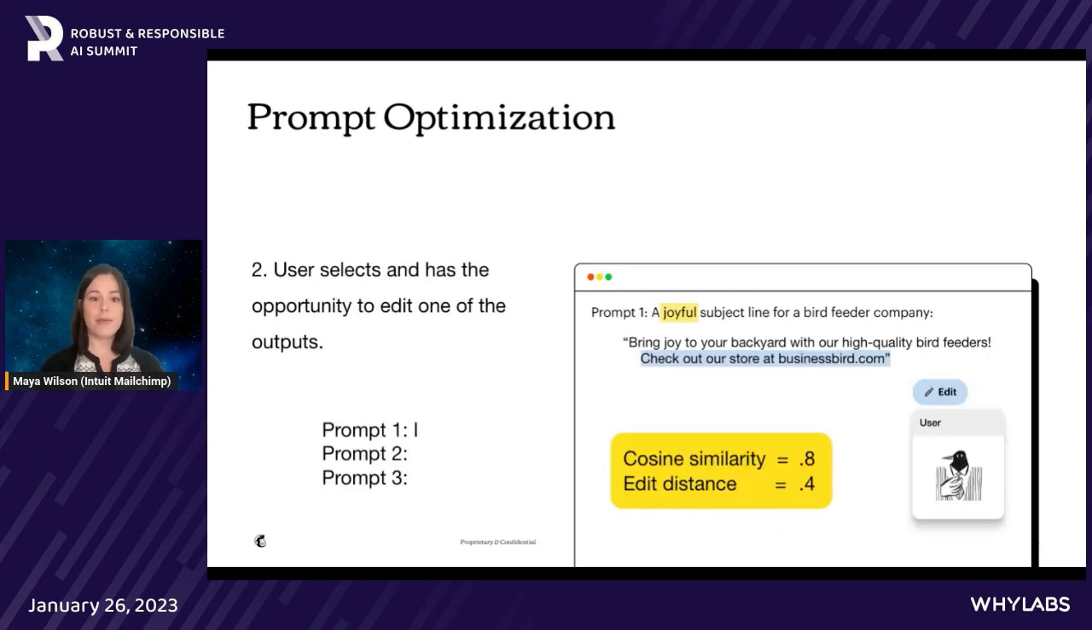In this example, Business Bird has picked prompt number 1. He likes this one the best, and he goes in and he tweaks it a little bit. So maybe he thinks of his brand as joyful, but also urgent. He goes ahead and he adds a call to action here. We can measure the cosine similarity and the edit distance of the difference between what we suggested and what the user actually ends up sending.